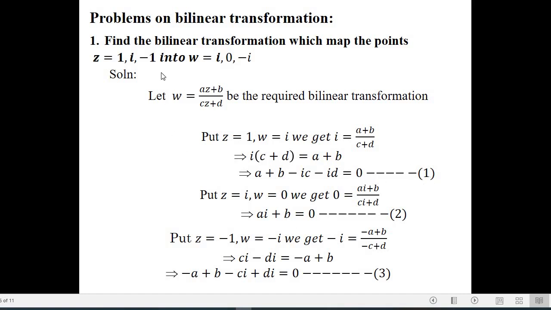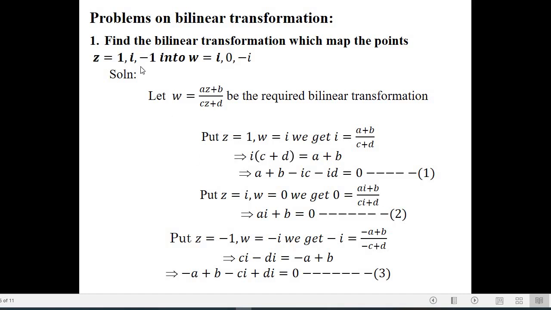Next, we put the other points, that is, we put z equal to i and what is the w value? 0. So we put z equal to i and w equal to 0 in the given bilinear transformation. We get 0 is equal to (a into i plus b) divided by (c into i plus d). If I cross multiply, 0 into (ci plus d) becomes 0. We get ai plus b is equal to 0. Take this as equation 2.